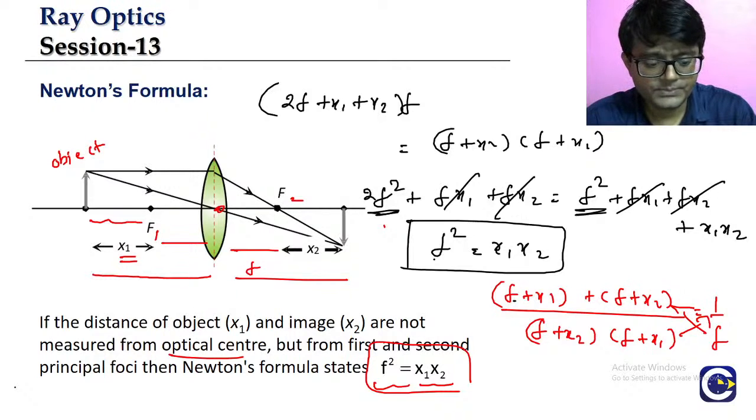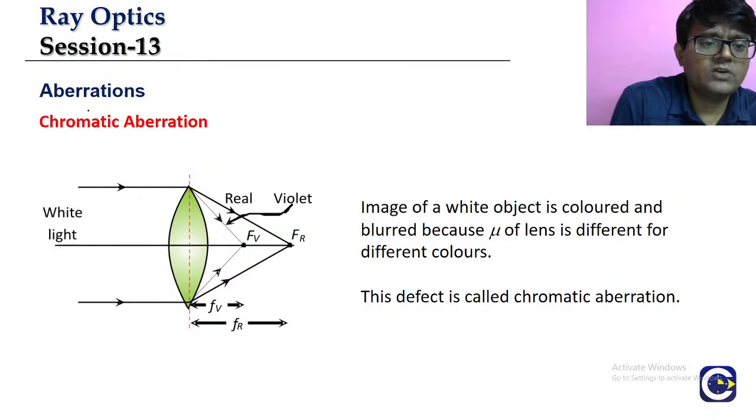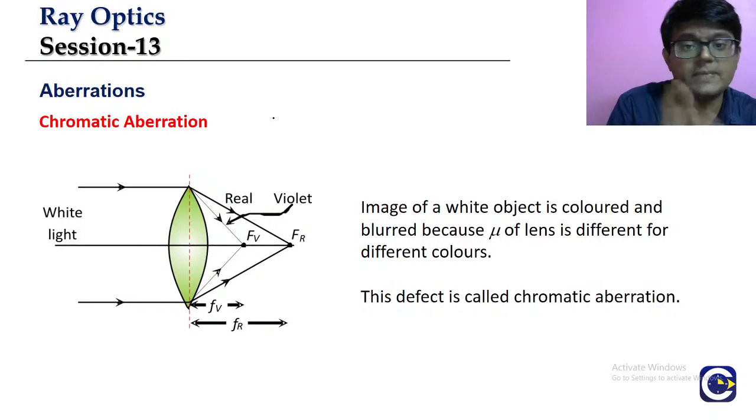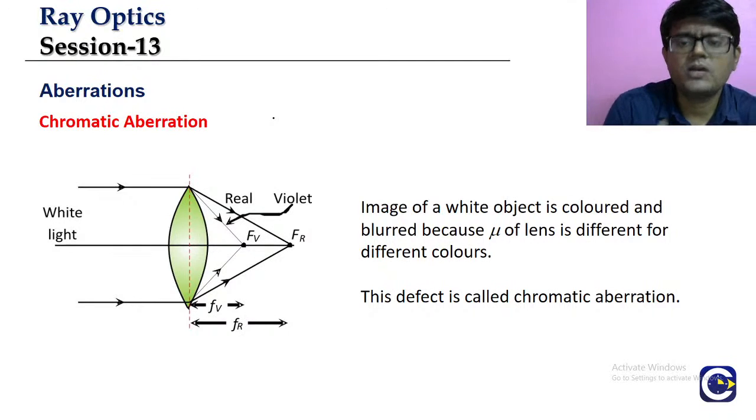Okay, then the aberrations concept. When the image is formed by a lens, we have two types of aberrations that can happen. One is the chromatic aberration. The other is generally referred to as the spherical aberration. Aberrations mean the image will not be formed properly because of some reason. So we'll see what the reason is.